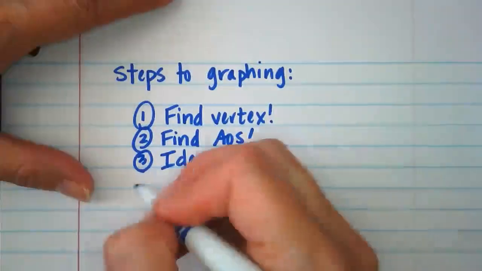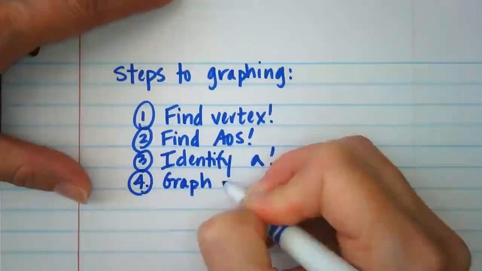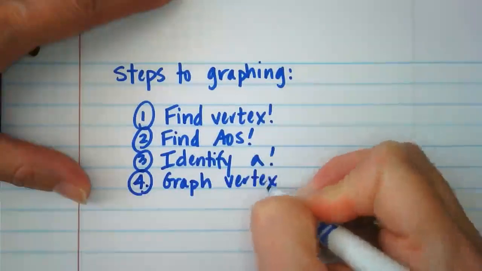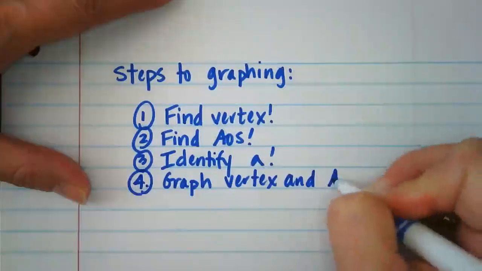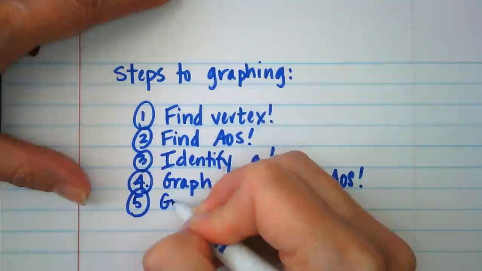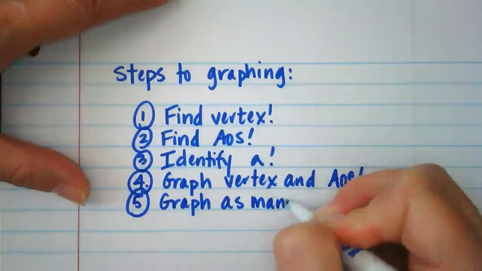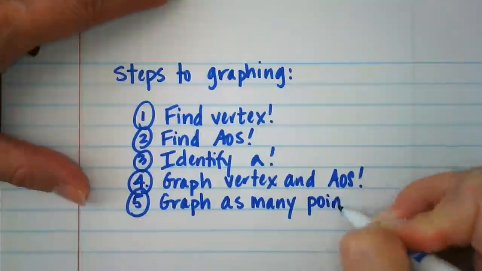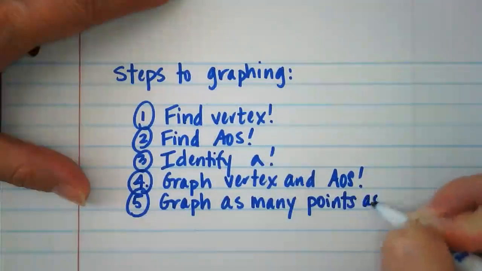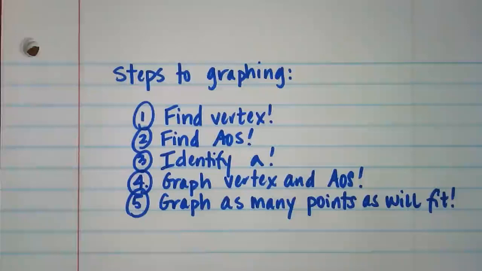All right, then you're going to set up your graph. You're going to graph your vertex and axis of symmetry. And then you want to graph as many points as will fit. And again, you're basing it off of what a normal parabola will do.